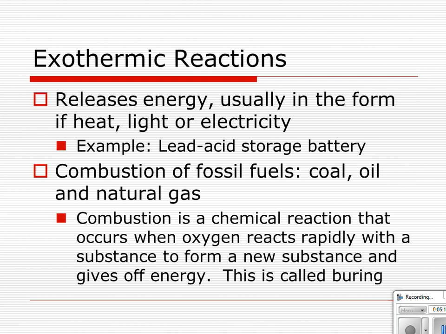Now, exothermic reactions release energy, usually in the form of heat, light, or electricity. Examples are the lead acid storage batteries and the combustion of fossil fuels, so coal, oil, and natural gas. Combustion is a chemical reaction that occurs when oxygen reacts rapidly with a substance to form a new substance and gives off energy. This is called burning, and we'll do a few combustion reactions within class.